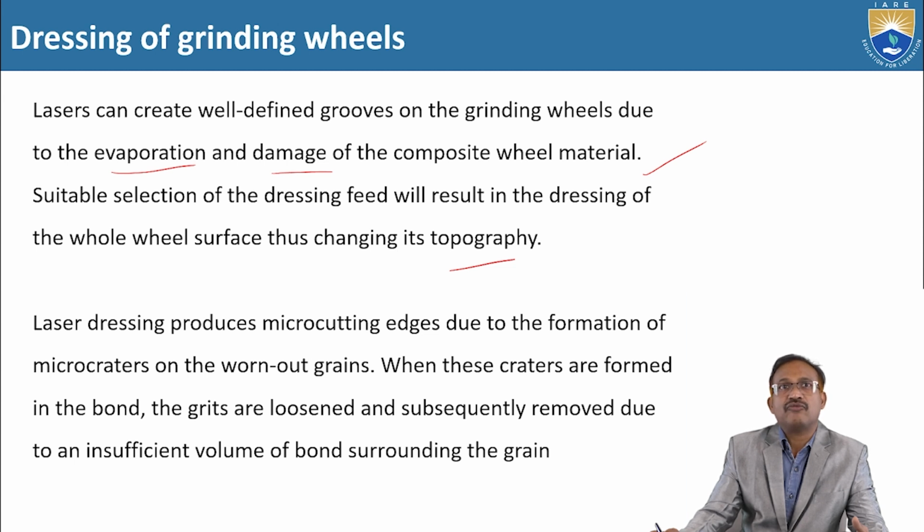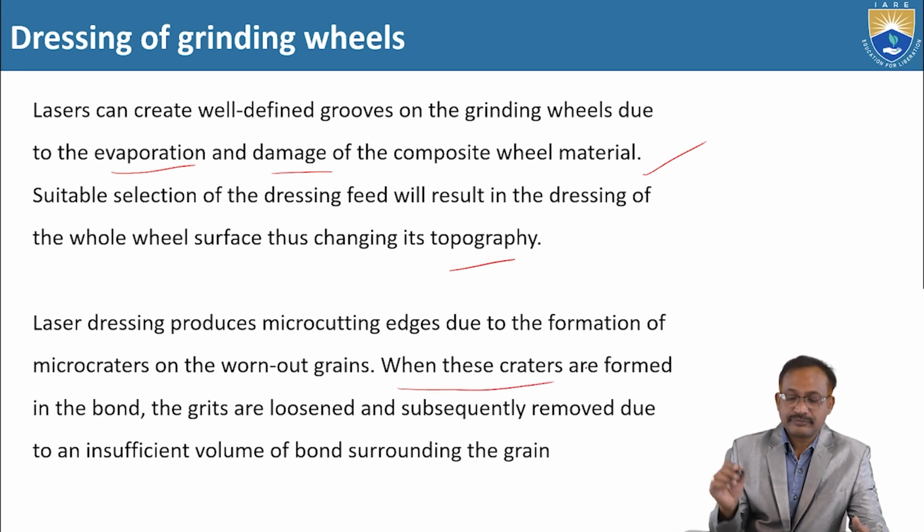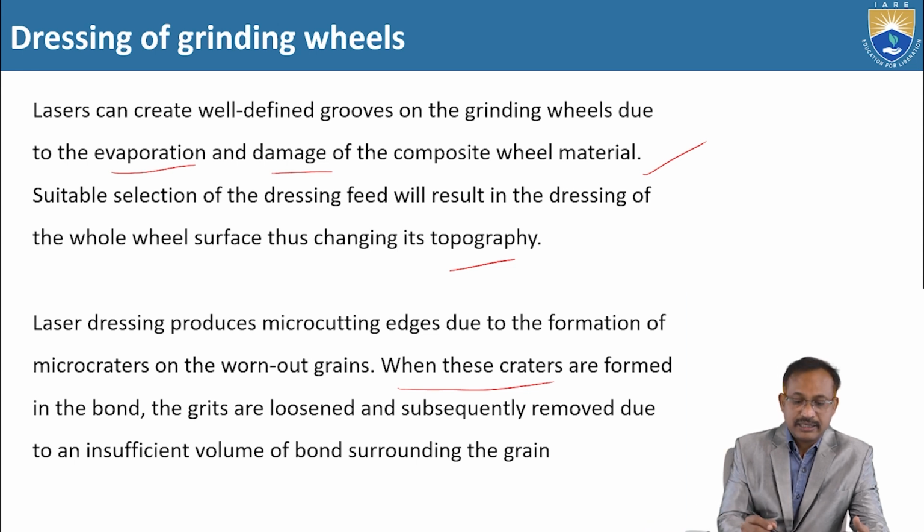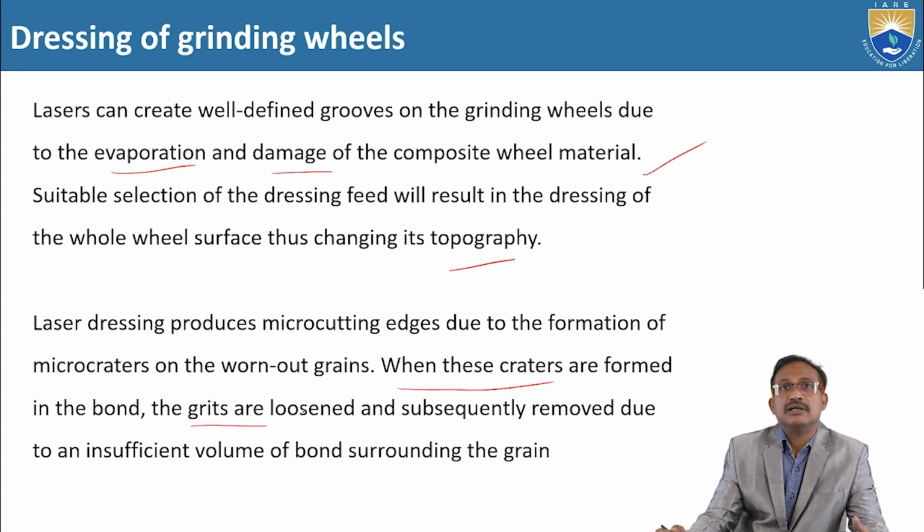When these craters are formed in the bond, the grits are loosened and subsequently removed due to an insufficient volume of bond surrounding the grain. So here what is happening? Craters are formed in the bond, and the grits are loosened and subsequently removed. So a sufficient volume of bond surrounding the grain is very much required.